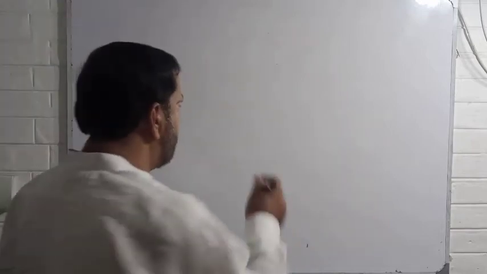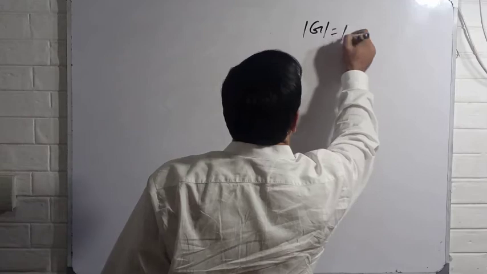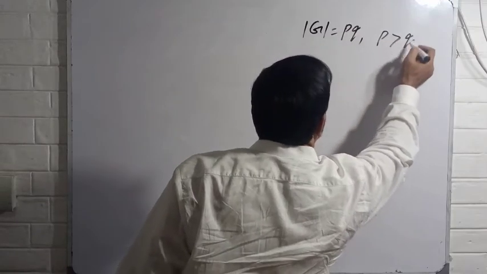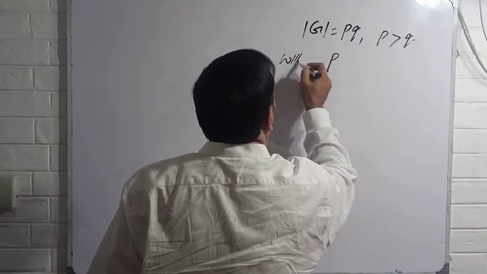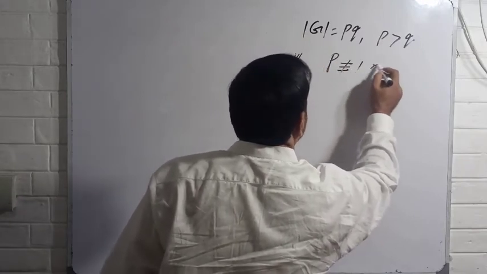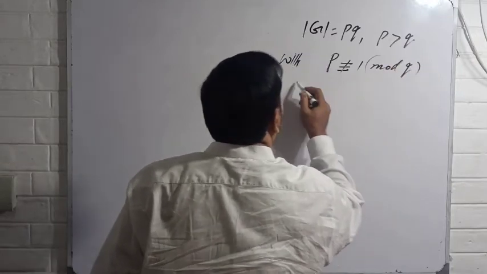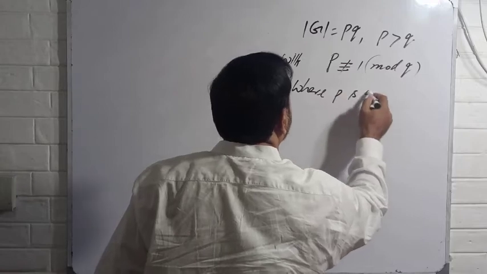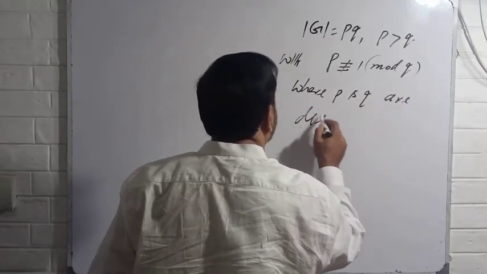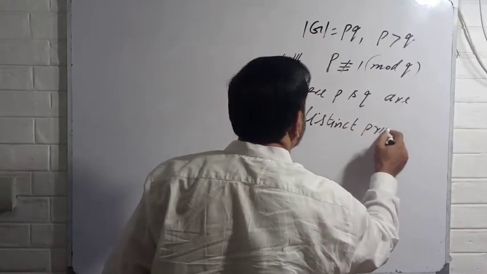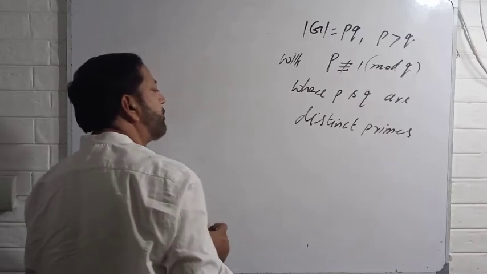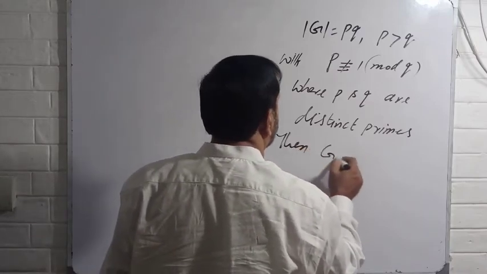Last time we were discussing a group of order PQ, and we have shown that a group of order PQ is cyclic when P and Q are distinct primes, P is greater than Q, and also P is incongruent to 1 mod Q. So that was: order of G is PQ, and P is greater than Q with P incongruent to 1 mod Q, where P and Q are distinct primes, then G is cyclic.